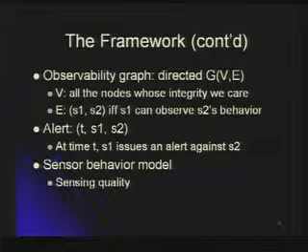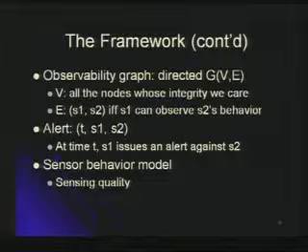And the second component is the alert. We model an alert as a tuple which is composed of 3 values. The first one is the time the alert is issued, then who is the issuer of the alert, S1, and who is the target of the alert, which is S2. So this means that at time t, S1 issues an alert against S2. We may further enrich this alert to include more information, for example, how confident S1 is about the alert. But for simplicity, we just have these 3 values here.